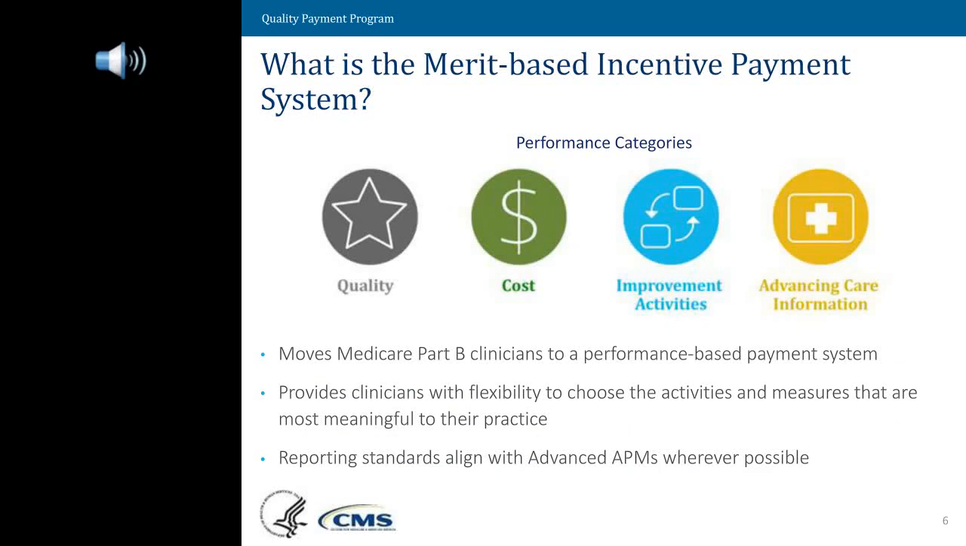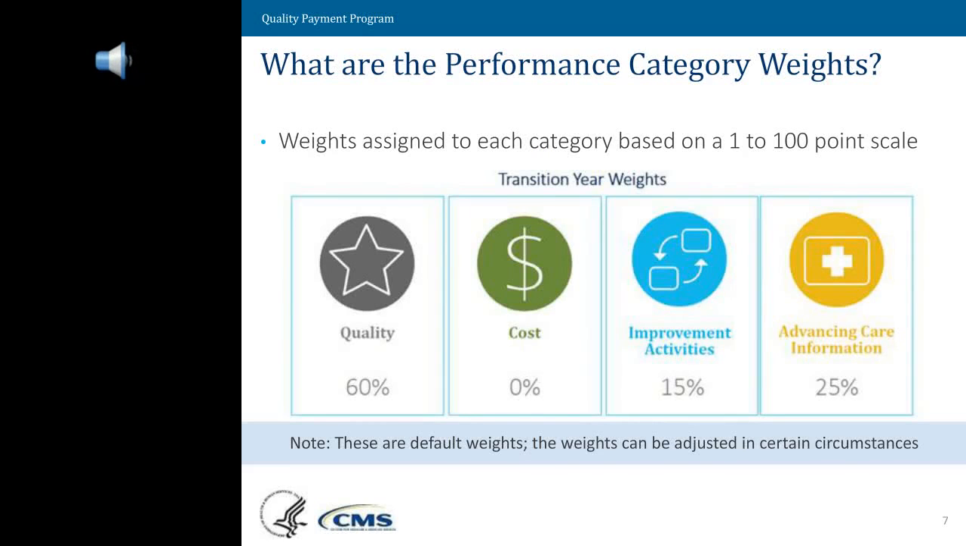To talk a little bit about the Merit-Based Incentive Payment System, there are 4 categories for performance evaluation in MIPS. The first is quality, the second is cost, the third is improvement activities, and the fourth is advancing care information. MIPS moves Medicare Part B clinicians to a performance-based payment system. It provides clinicians with flexibility to choose the activities and measures that are most meaningful to their practice. And reporting standards align with advanced APMs wherever possible. Next slide, please. So what are the performance category weights? Note the weights I'm about to describe are default weights. The weights can be adjusted in certain circumstances. For the first year, of which we are currently in the performance year, the weights are as follows. Quality, 60%. Cost, 0%. Improvement activities, 15%. And advancing care information, 25%. Next slide, please.